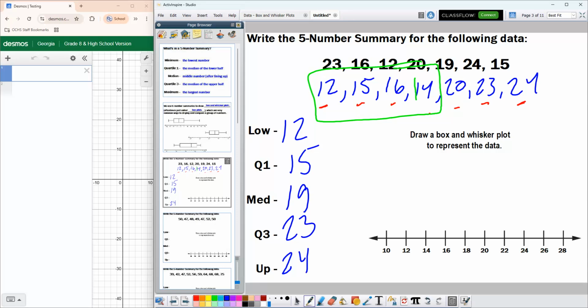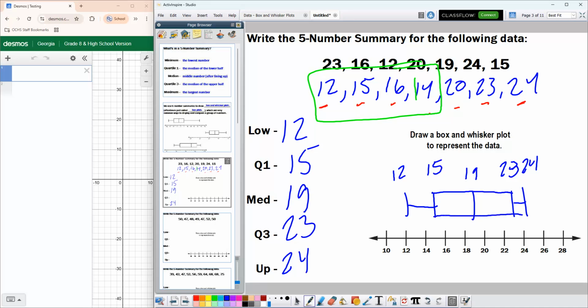I would put a line here at 12. I'd put a line at 15. It's between 14 and 16 right there. 19 is in between 18 and 20. 23 would be right there. And then 24 would be right there. Whiskers on the outside, and then box on the inside, just like that.